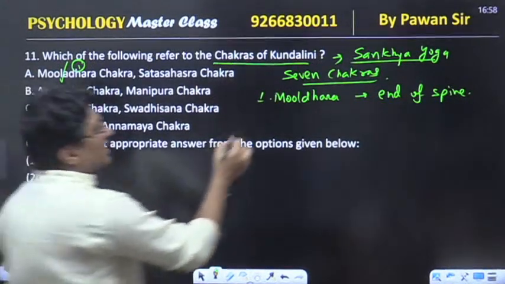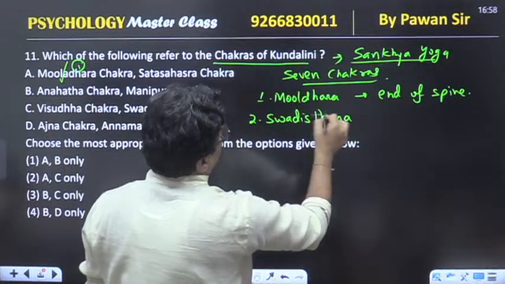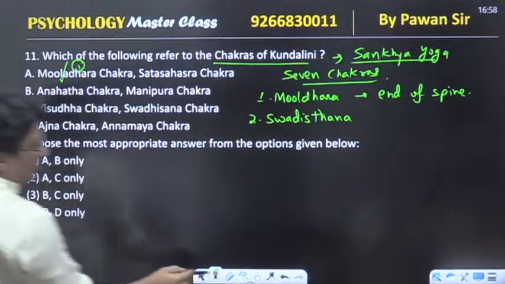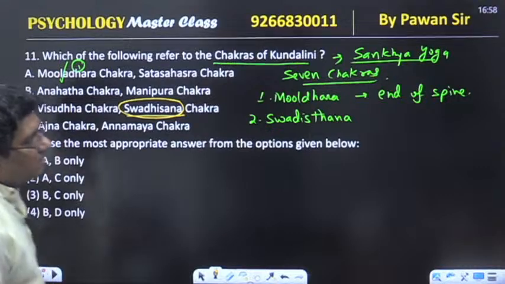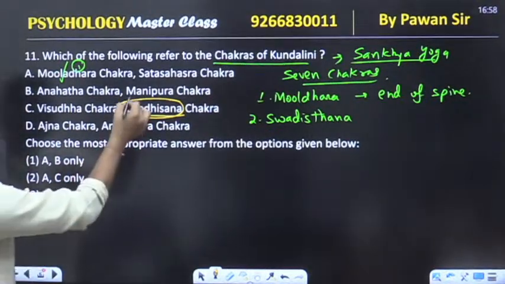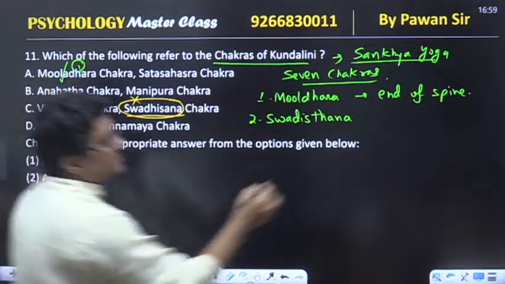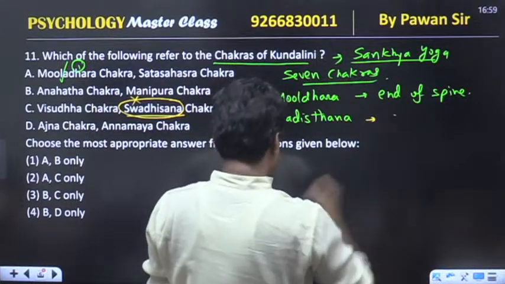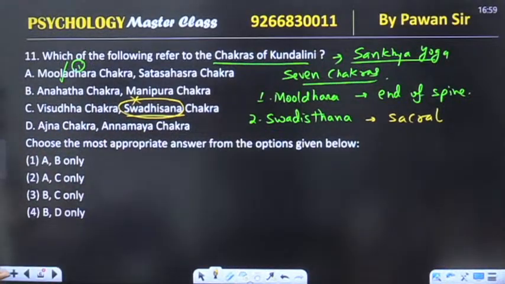Then the second one is Swadhisthana. Here it has been given as Swadhishan, so it is not correct. Swadhisthana is situated at the sacral point, around 1 inch up the spine from the Mooladhara chakra.